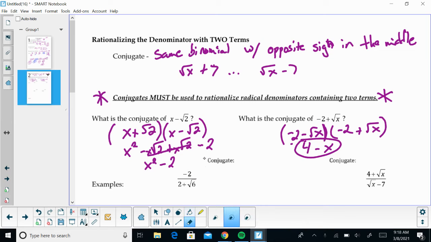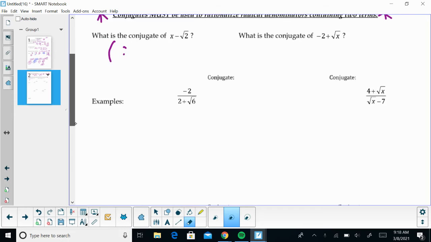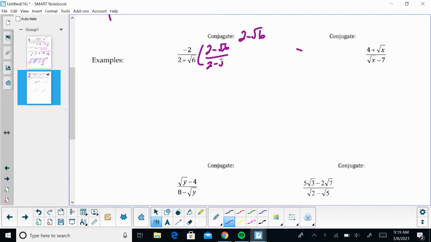So now let's try rationalizing using some conjugates. So this first example, I've got -2 over 2 plus square root of 6. What's my conjugate? Well, it's going to be 2 minus square root of 6. So we'll multiply by 2 minus square root of 6.